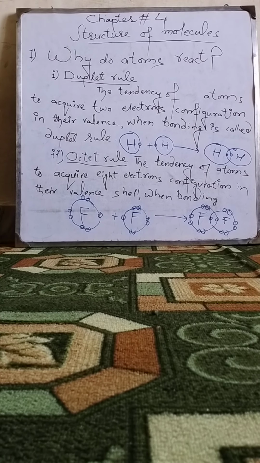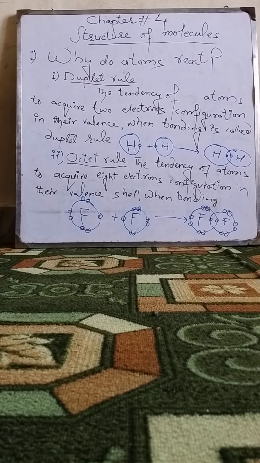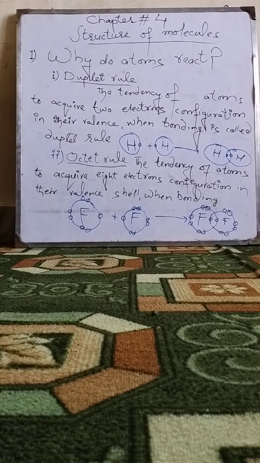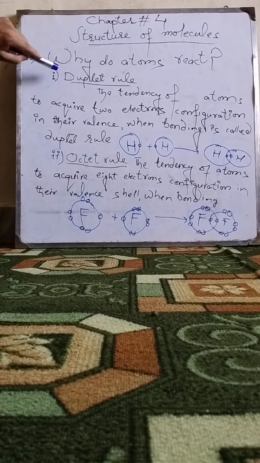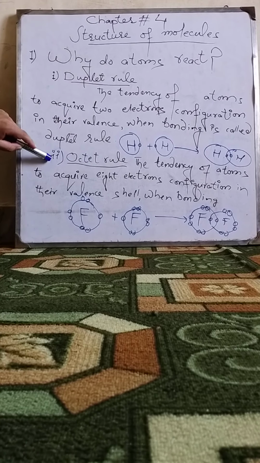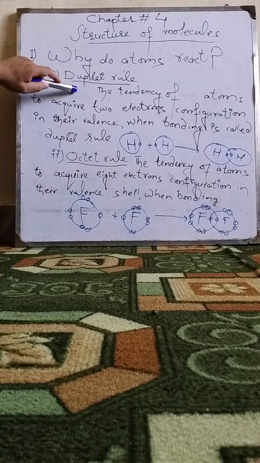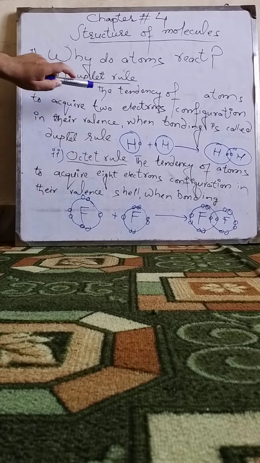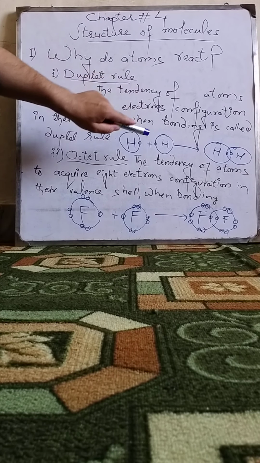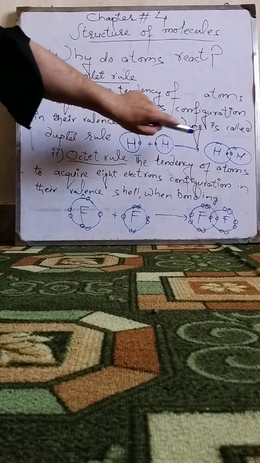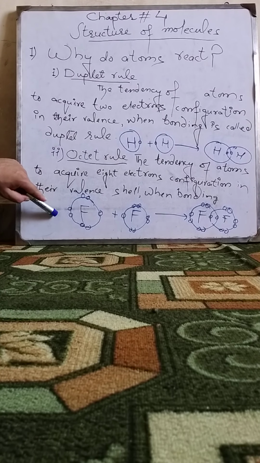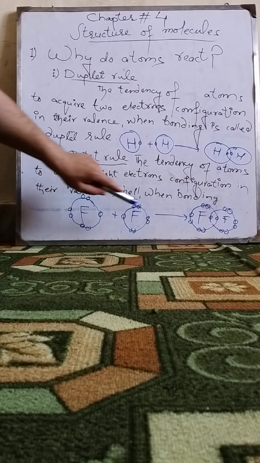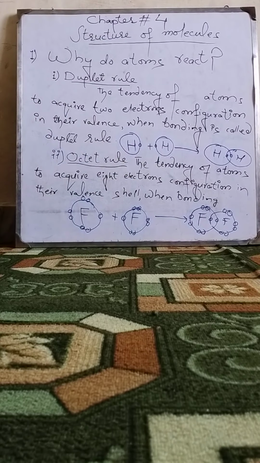Got it? So atoms lower their energy and attain stability by obeying two rules. One is the duplet rule and the other one is the octet rule. In the duplet rule, atoms tend to gain 2 electrons in their valence shell, and in the octet rule, atoms tend to acquire 8 electrons in their valence shell.